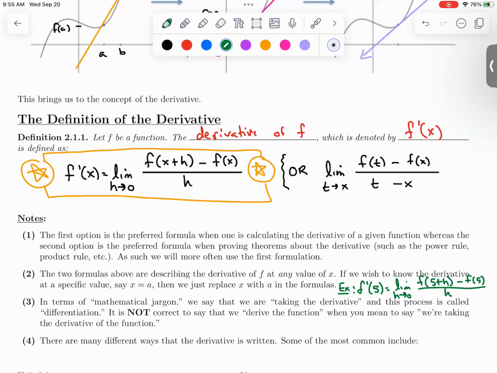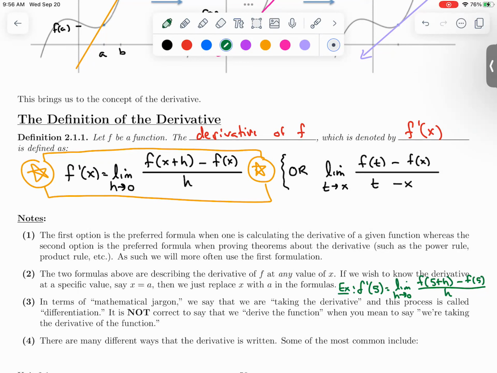In terms of some mathematical jargon, just so that it doesn't hit the ear wrong, at least from a mathematician's perspective, we are taking the derivative. We are performing differentiation. We are not deriving the derivative. So we're not going to say that we're deriving it. Deriving is a different word. So it's taking the derivative, differentiation. We're not deriving the function, because deriving the function would mean creating the function, not taking the derivative.